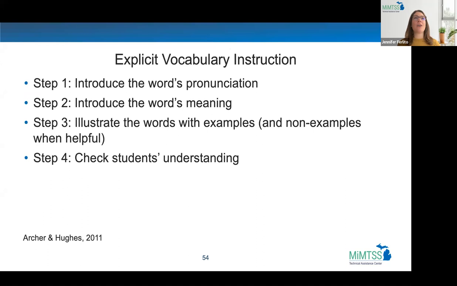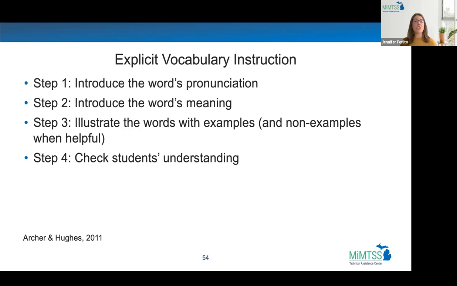So how would we teach the word relieved? Anita Archer is very, very well known for her work in explicit instruction. I highly recommend her book, Explicit Instruction. She outlines a very explicit routine for teaching vocabulary, so that is the routine we will go through today. There are four steps.